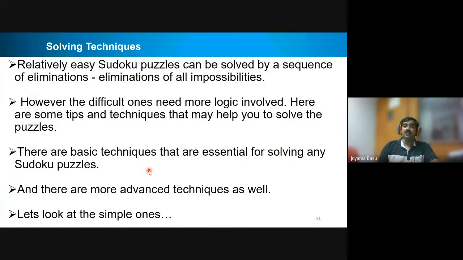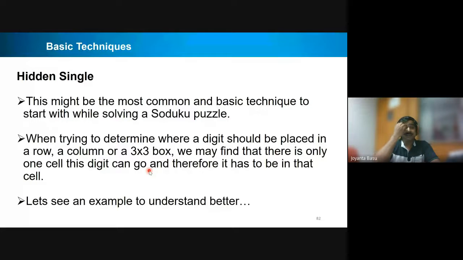But I will say this is one thinking process. I am thinking in this way, you may think in a different way. It is not that you are thinking wrong; you are also thinking in a correct manner, but here I am trying to show you some techniques that most Sudoku players follow. Okay, so the basic technique is the hidden single.